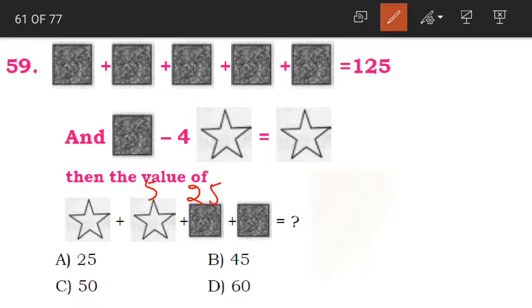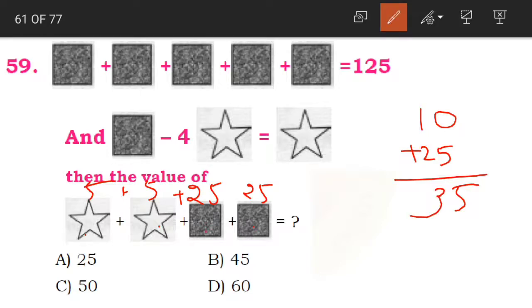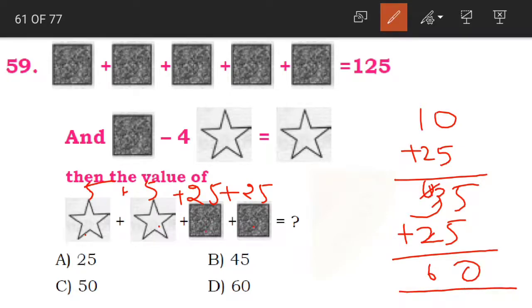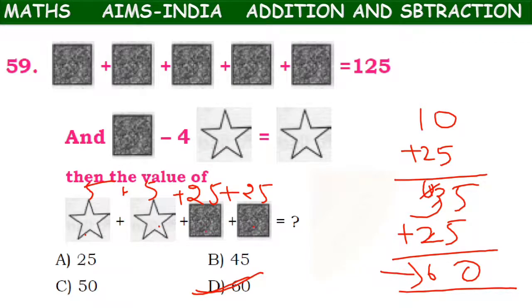Now we need to find out the value of star plus square plus square. Now what will this be? 5 plus 25, that is 30. Then 30 plus 25, that is 55. Now 35 plus 25, 5 plus 5, 10, 1 carried, 1 plus 3, 4, 4 plus 2, 6. What is our final answer? 60, that is option D. Clear children how to solve this kind of question?